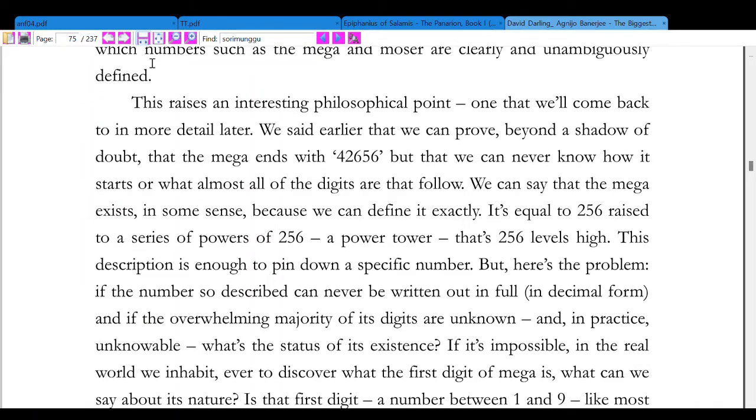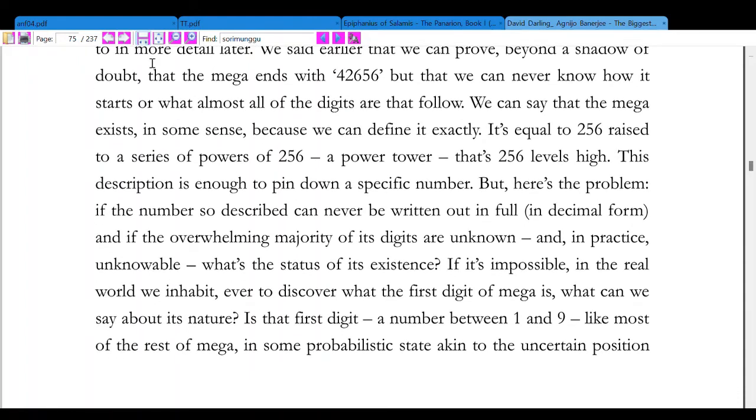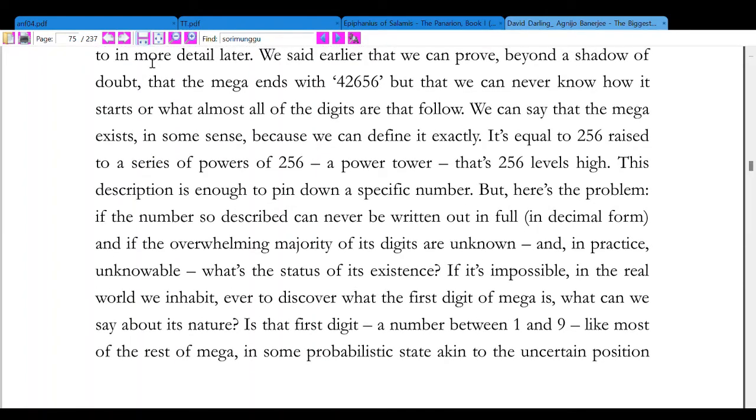This raises an interesting philosophical point, one that we'll come back to in more detail later. We said earlier that we can prove beyond a shadow of a doubt that the mega ends with 42656, but that we can never know how it starts and what almost all the digits that follow are. We can say that the mega exists in some sense because we can define it exactly. It is equal to 256 raised to a series of powers of 256, a power tower that's 256 levels high.